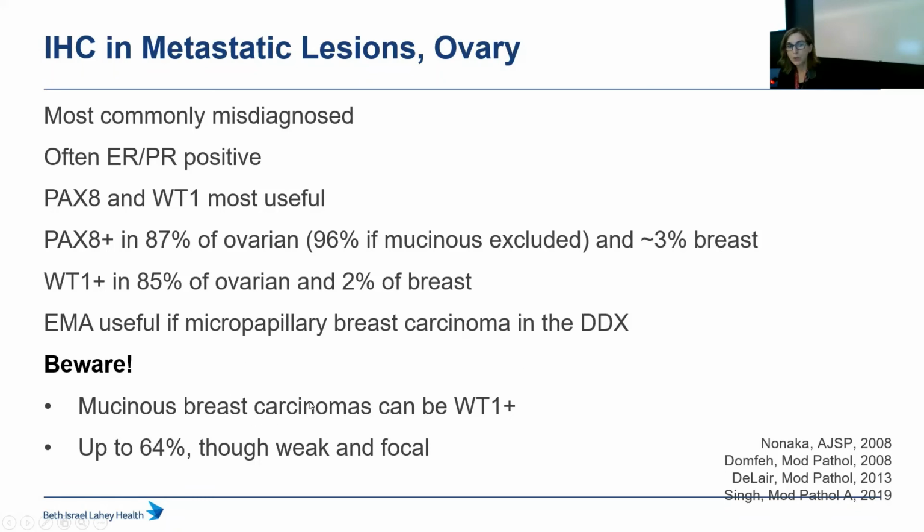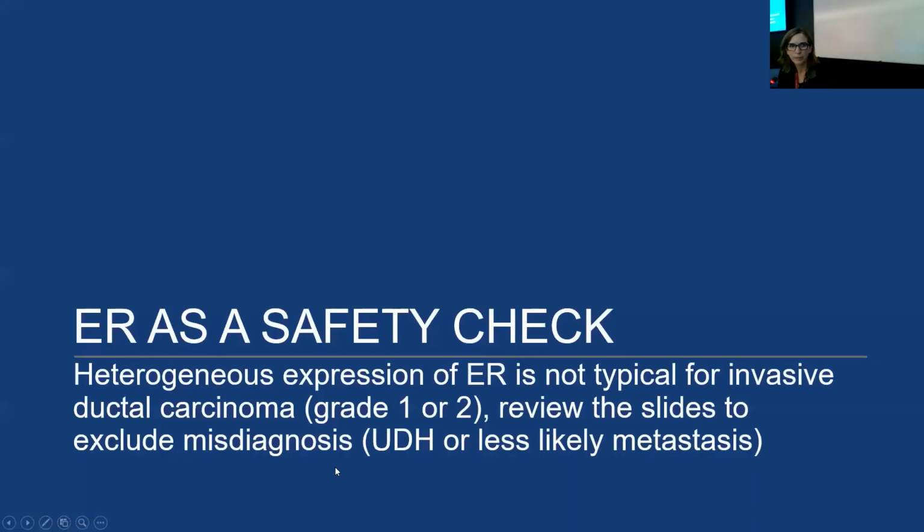Just be aware that mucinous breast carcinomas can be WT1 positive, although that's weak and focal. As I've scattered throughout my presentations today, heterogeneous expression of ER is not typical for invasive ductal carcinoma grade 1 or 2. So you should always review the slides to exclude misdiagnosis, either of usual ductal hyperplasia involving a sclerosing lesion, or less likely a metastasis such as lung or some other entity.